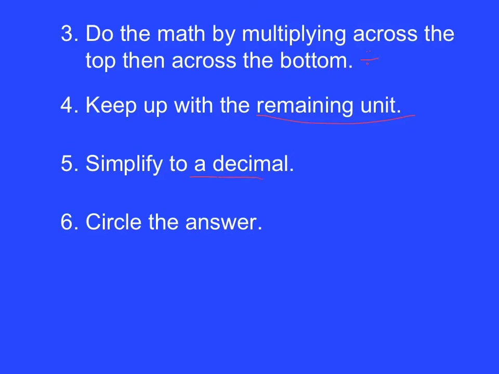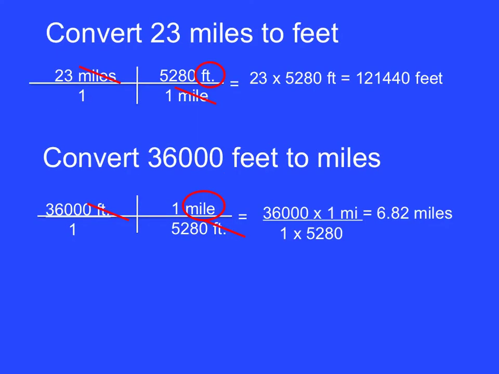You'll simplify to the correct number of sig digs. And then because Miss Stanley's old and wears bifocals, you're going to circle or put a box around your answer to make it easier to grade. Thank you very much. Let's look through some examples to get you comfortable with this whole method.